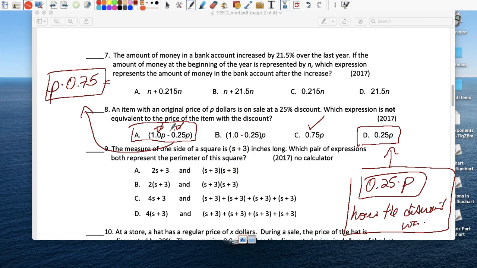This one is the same version as A, but if you do the distributive property, it's the same thing. It will still give you P times 0.75. And C, so all A, B, and C are equivalent expressions. They're just written in a different way.